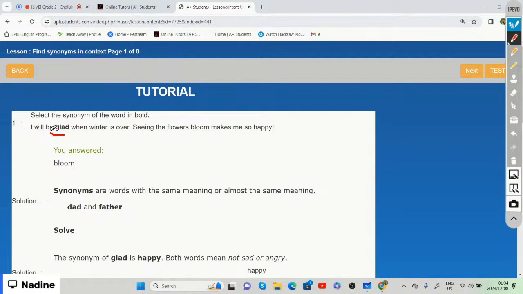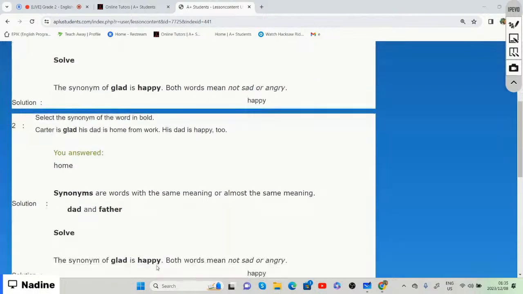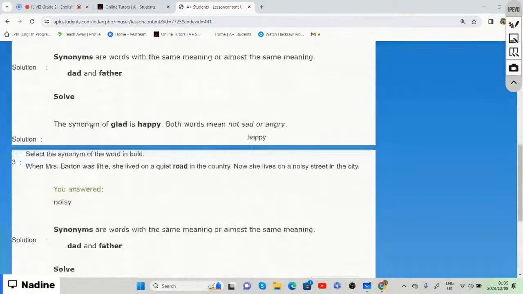So, I will be glad when winter is over. It's the same as saying, I will be happy when winter is over. So basically, it's either glad or happy. So these are synonyms, right? Yes, so happy, and that is correct. Happy and glad, right? And we say glad and happy.